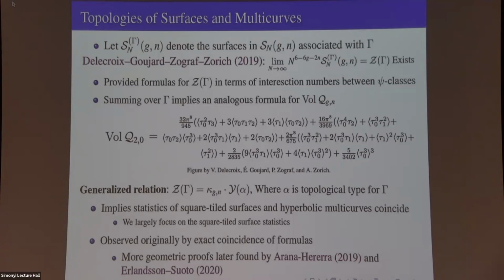For most of this talk, I'll mainly live on the square-tiled surface side, the flat side, but you can translate back and forth between them. As I mentioned before, this was originally realized on the level of exact coincidence of formulas, with more geometric proofs found later on.